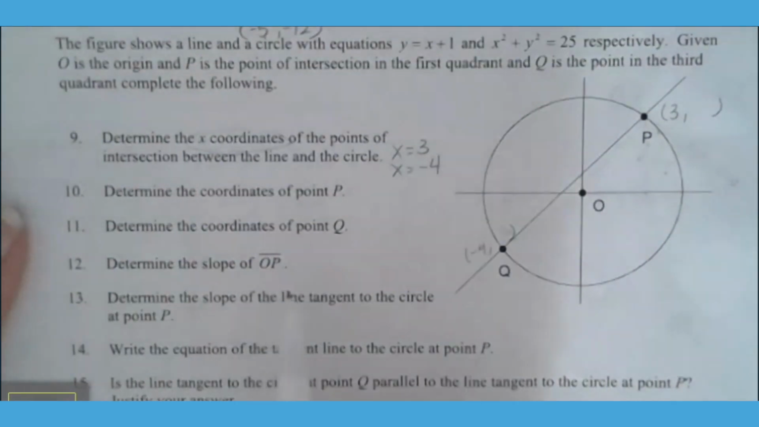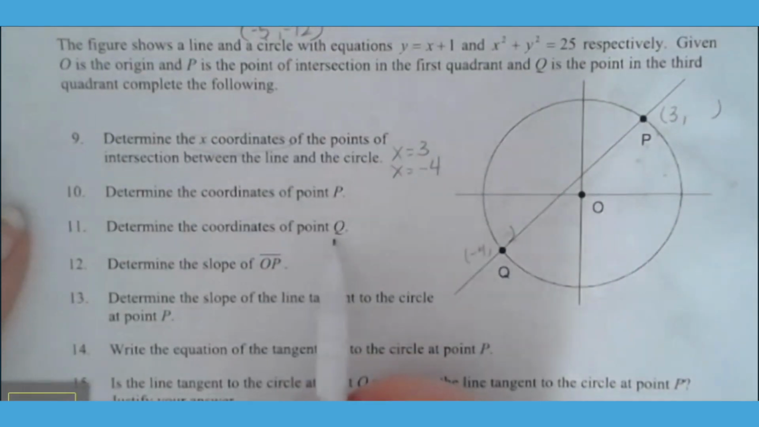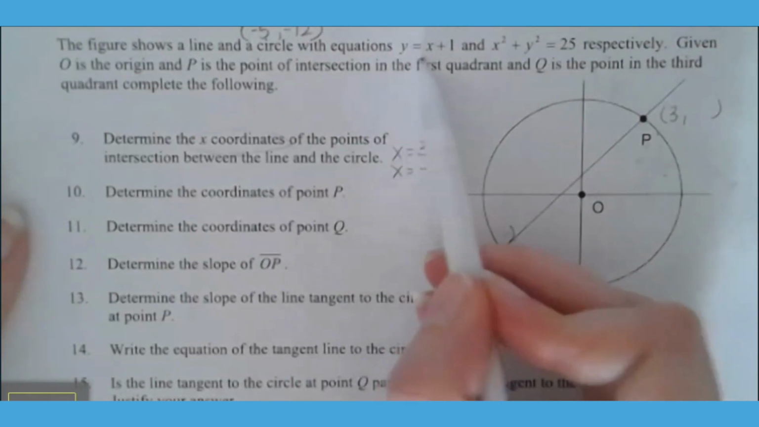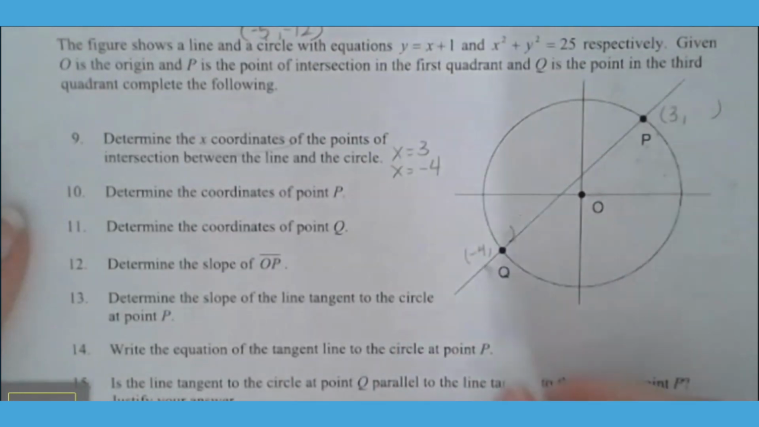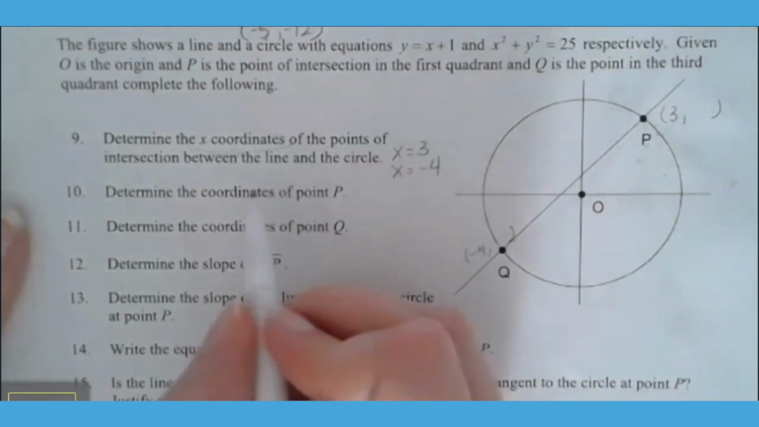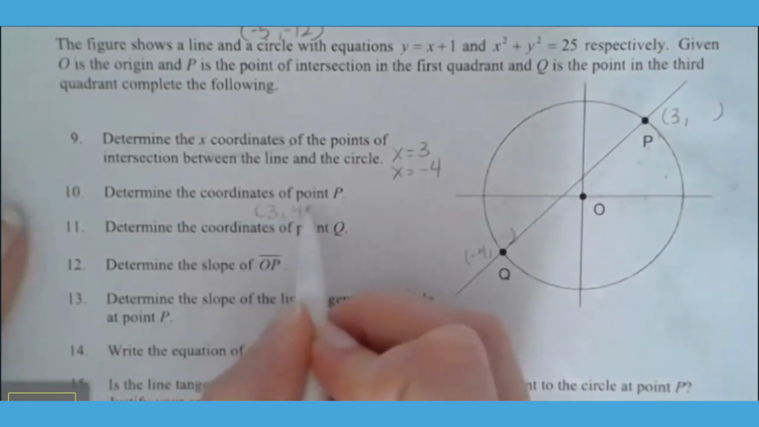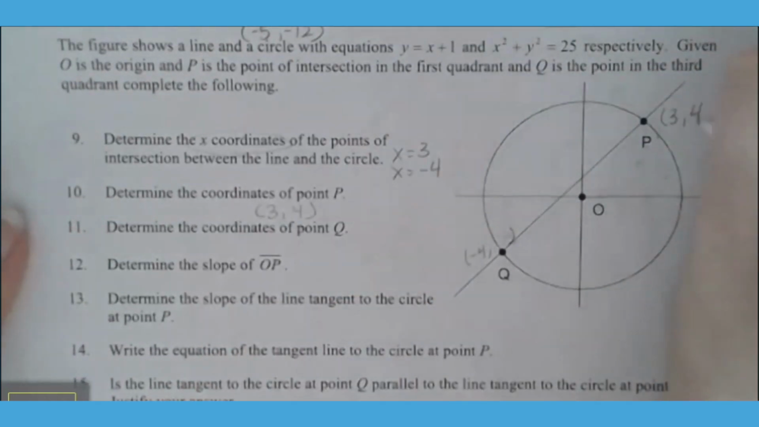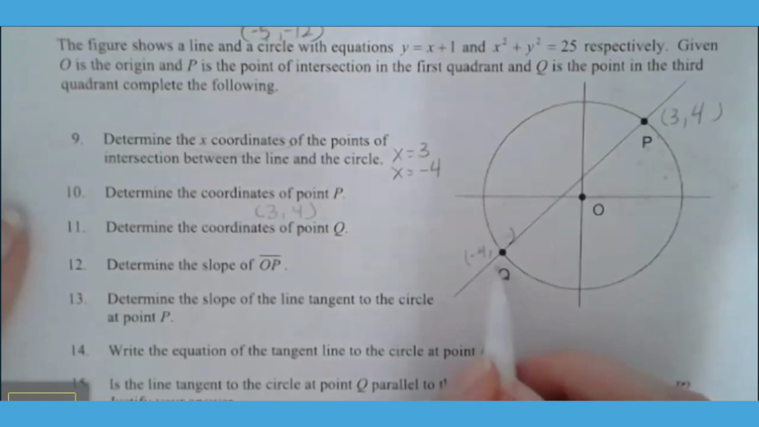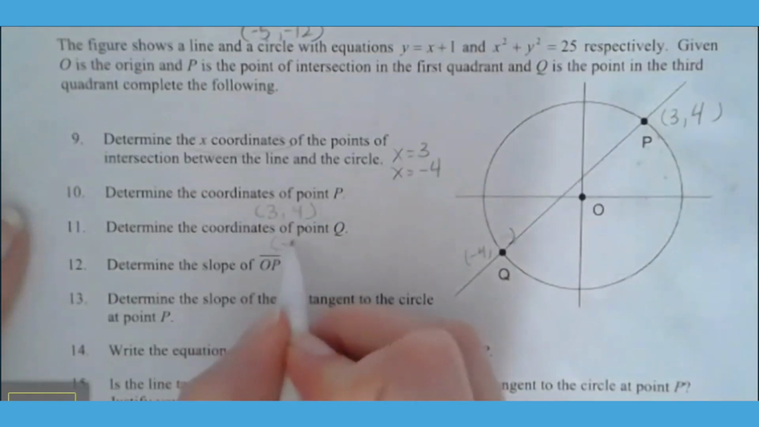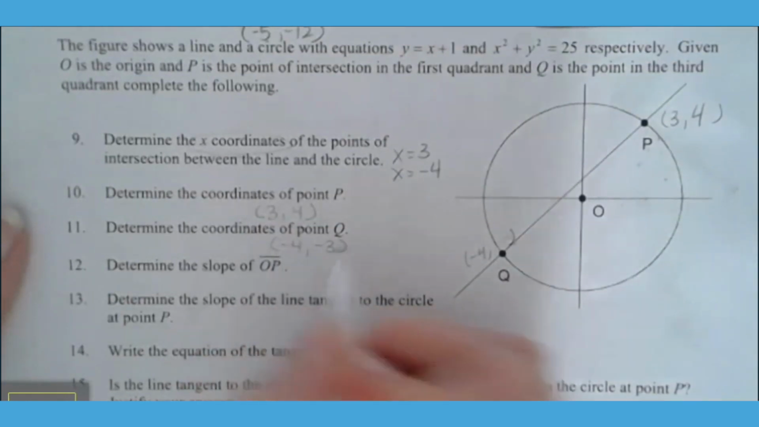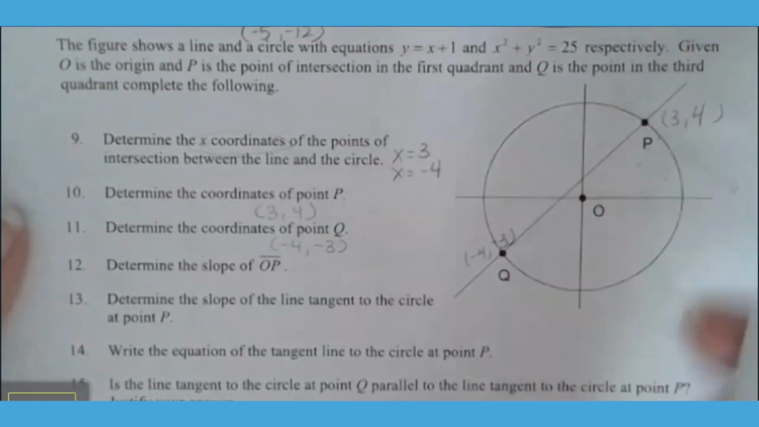Continuing on, we are now asked to determine the points of P and Q. Well, we know that y is equal to x plus 1. So if my x is 3, 3 plus 1 is 4. If my Q has an x value of -4, -4 plus 1 is -3.